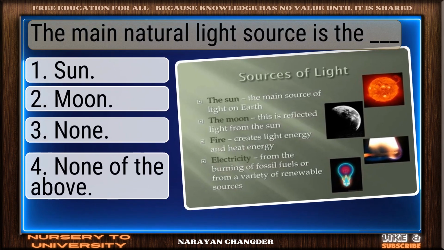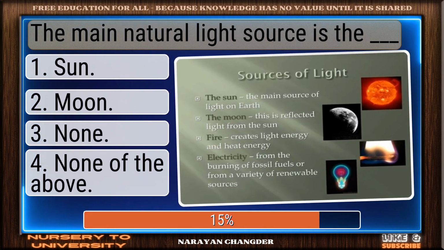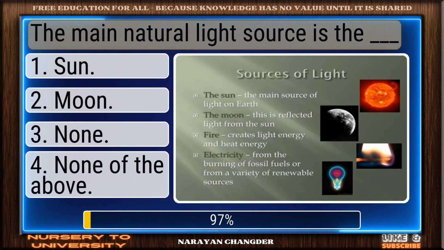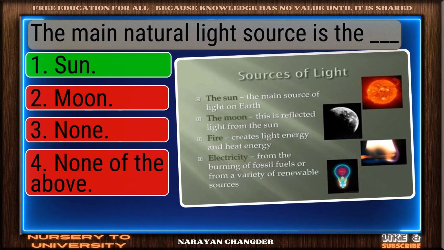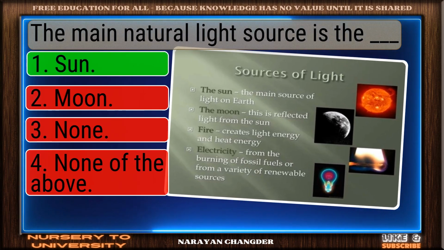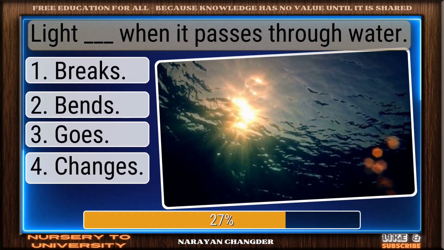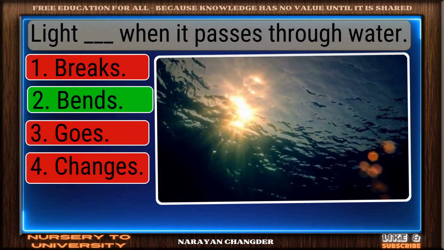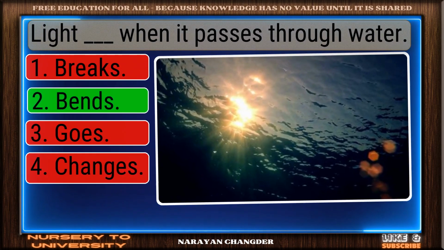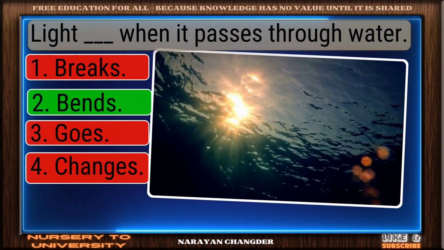The main natural light source is the dash. You're right. Sun is the correct answer. Light dash when it passes through water. Excellent. Bends is a brilliant choice.